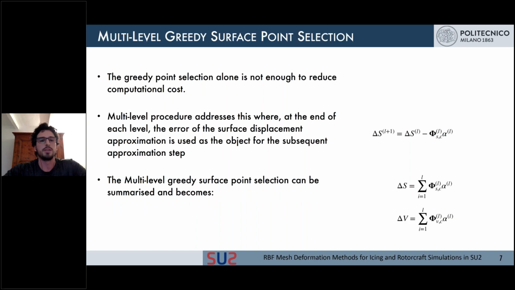And so what we do is we use a multi-level approach that consists of, after reaching a given threshold, we deform the mesh, and then we set the error of the previous approximation step as the displacement of the current step. So this is where we start solving another displacement problem in which the displacement is the error of the previous step, and so you can go on, and the basis restarts from a few points every time. So we keep the system small and we solve the problem iteratively.